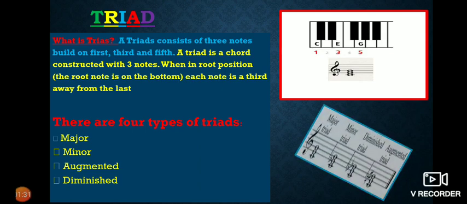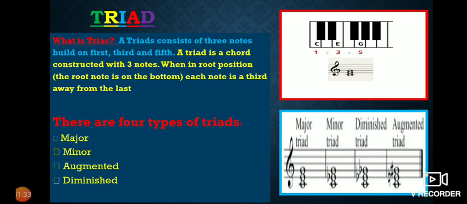A triad consists of three notes built on the first, third, and fifth. A triad is a chord constructed with three notes. When in root position, the root note is on the bottom. The root note means the starting one, the one at the bottom. And each note is a third away from the last.